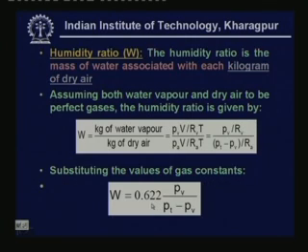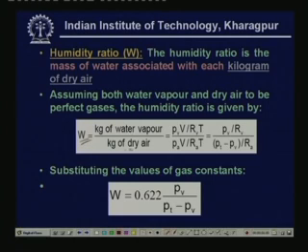Next important property is called humidity ratio, and the symbol is capital W. It is defined as the mass of water vapor associated with each kilogram of dry air. It is important to note that this is the mass of water vapor associated with each kilogram of dry air. And we can get an expression for this, assuming both water vapor and dry air to be perfect gases. The humidity ratio is given by this expression.